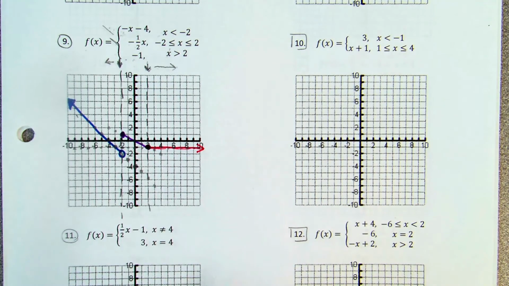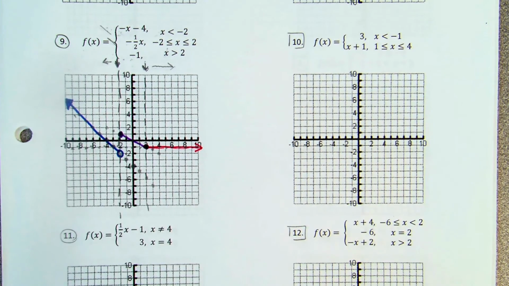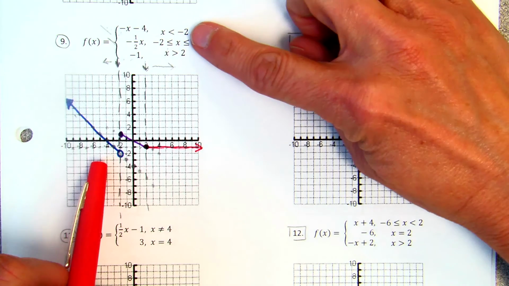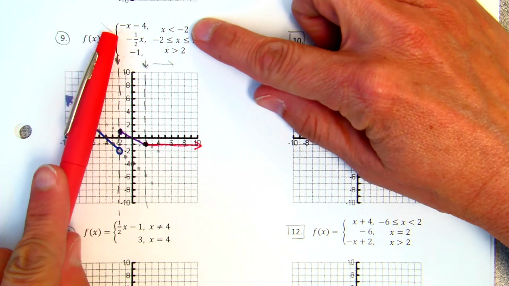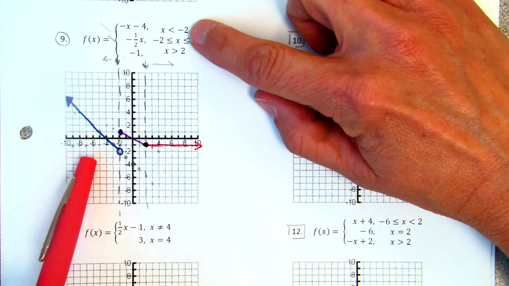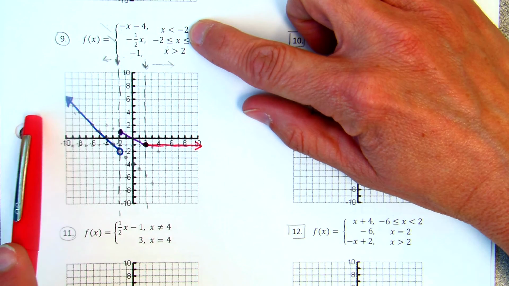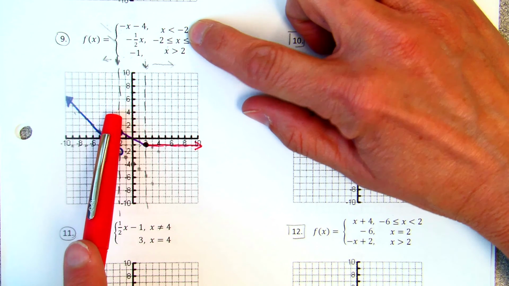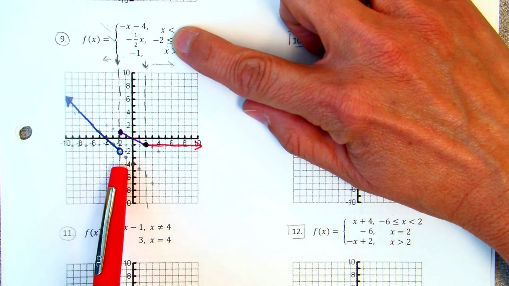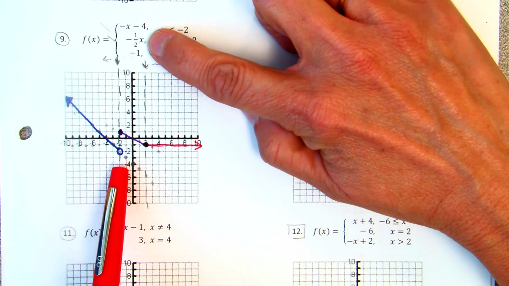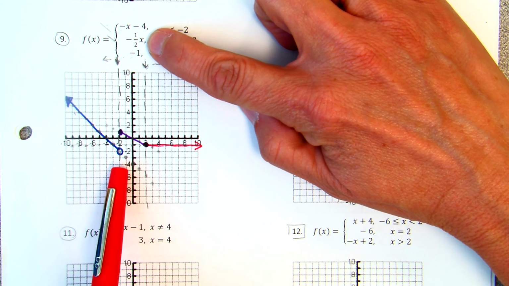Now if you want to leave these other dots on here, that's fine. But if you can tell the colored part, I have my -x minus 4 is from x being less than -2, so that means from -infinity up to -2, and it's not included, so I have an open circle. The next graph, I have y equals -1/2 x.